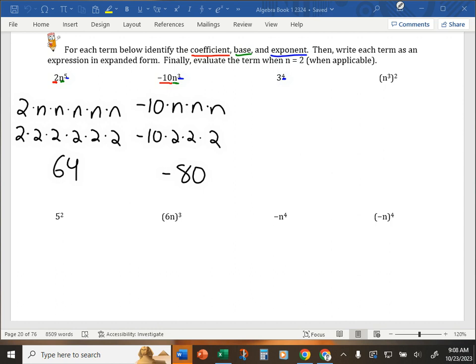The base is 3 because it's attached to the power. And we've run out of things to underline here. What's the coefficient? Technically it's a 1, right? Because we could write this as 1 times 3 to the 4th if we wanted to. But really, there isn't one.